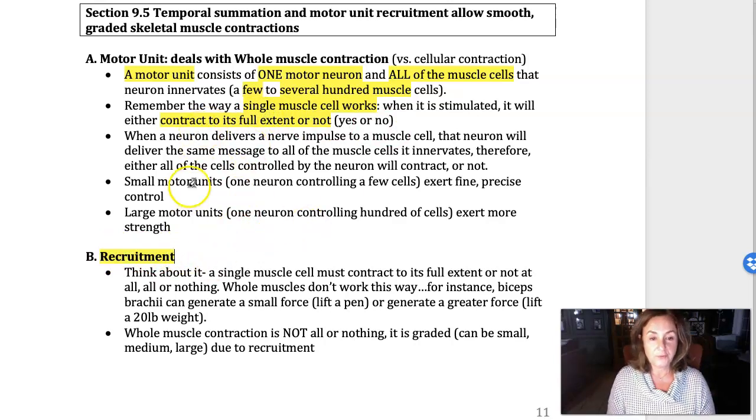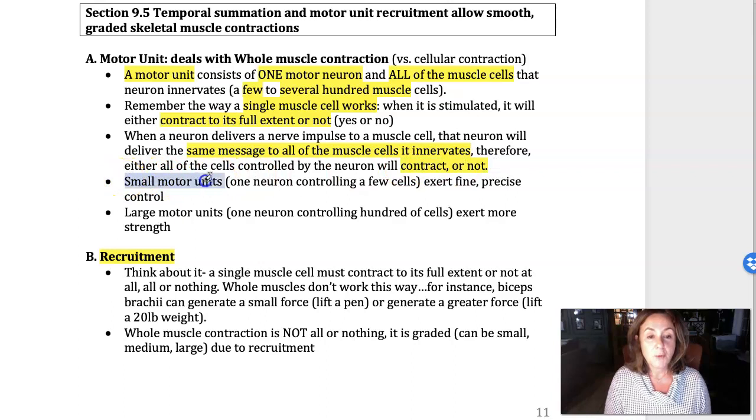So just to finish marking up the notes with you to that point, when a neuron delivers the nerve impulse to the muscle cell, it delivers that same message to all of the muscle cells within that motor unit. So all the cells that it's controlling will get that message. So not only does a cell contract or not contract, actually the whole motor unit will contract or not contract.